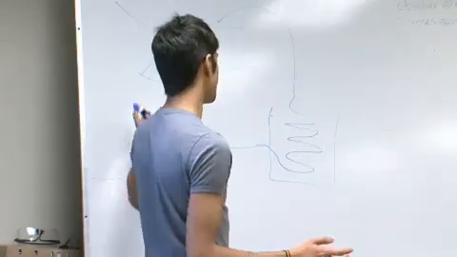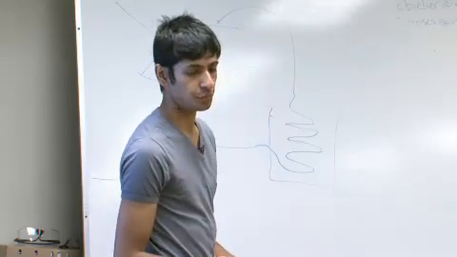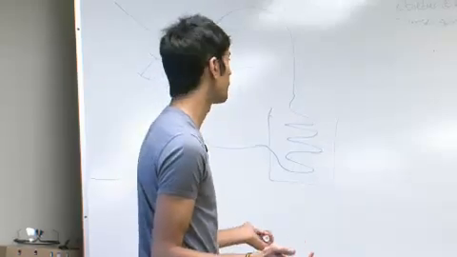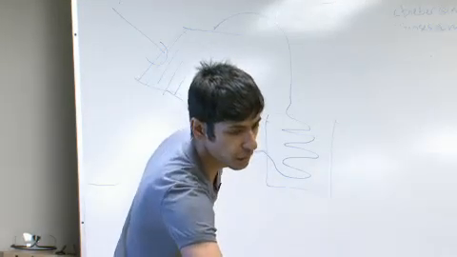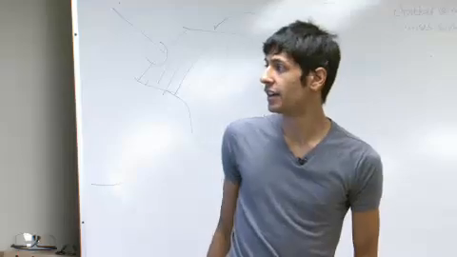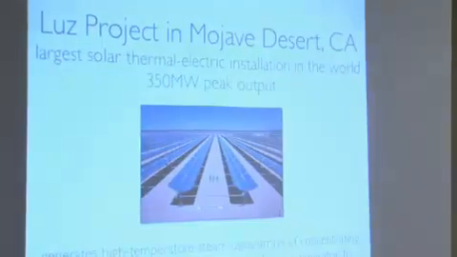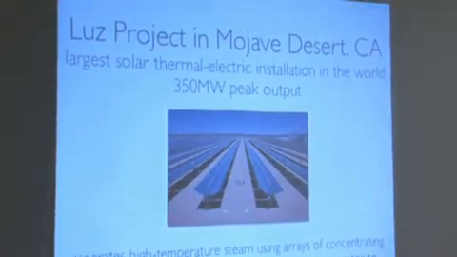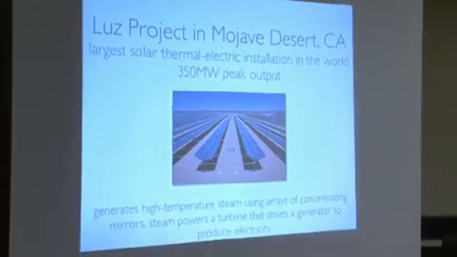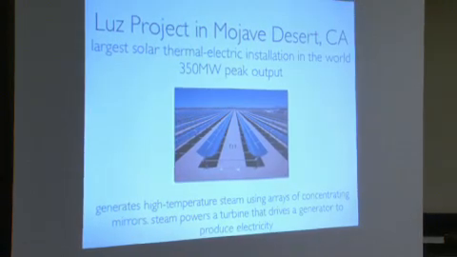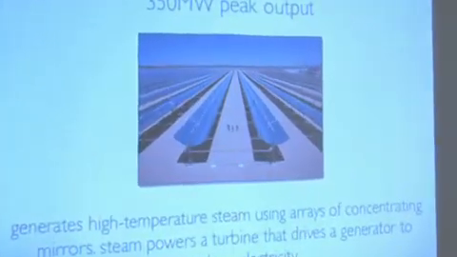This is sort of the smallest case you can think of. It would be like having one of these for your household to heat water for showering or something like that. And then you have larger scale versions of this too, which is the Luz project in the Mojave Desert, and it's the largest solar thermal electric installation in the world. It has 350 megawatt peak output, and if you can see in this picture, those are 3 people standing next to it. So this thing is massive. It's on the order of kilometers.